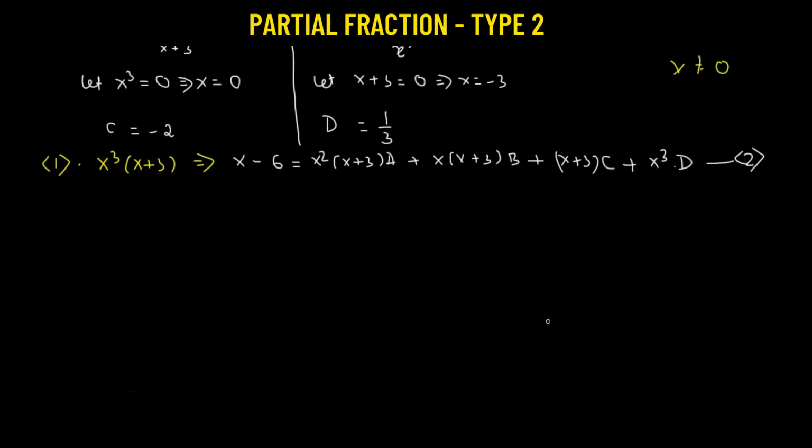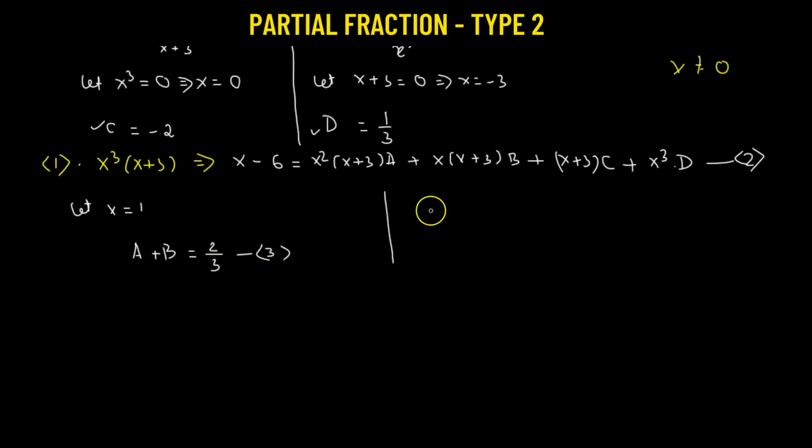Now this equation is an identity in x. We're going to consider 2 values of x. So let's say we take x equals 1. We already have the values of c and d: c is negative 2 and d is 1/3. So we'll replace these c and d values in equation 2, including x equals 1. So we get an equation a plus b equals 2 over 3. Label this as equation number 3.